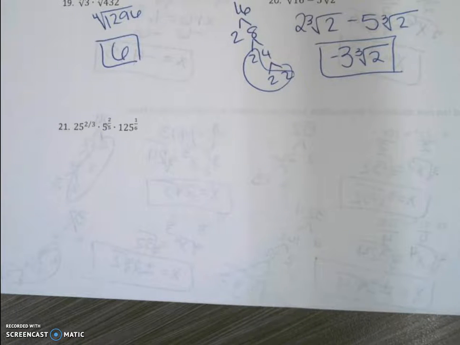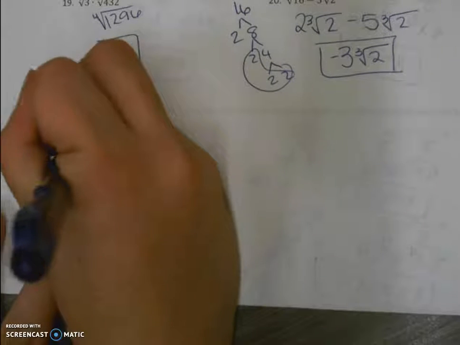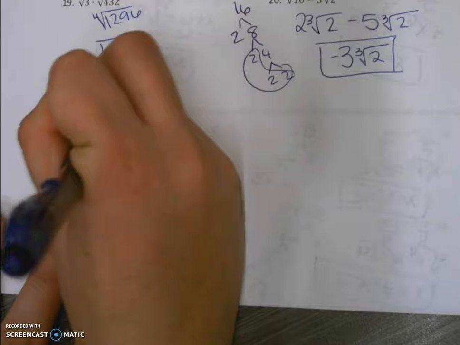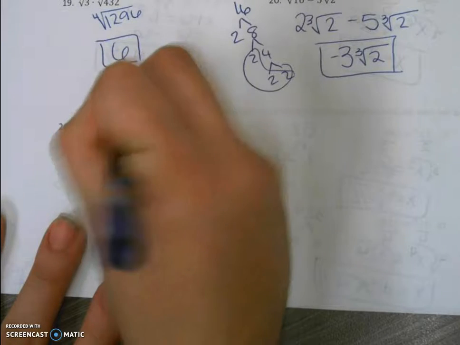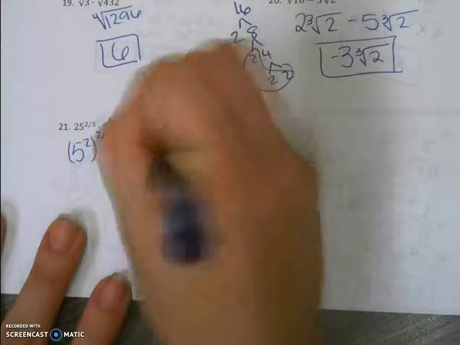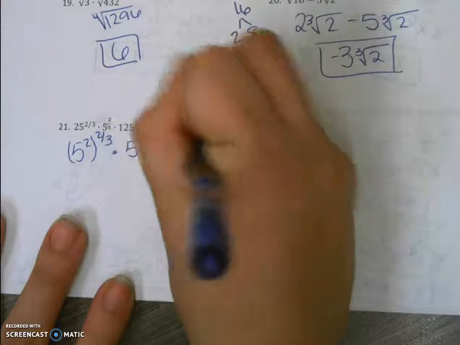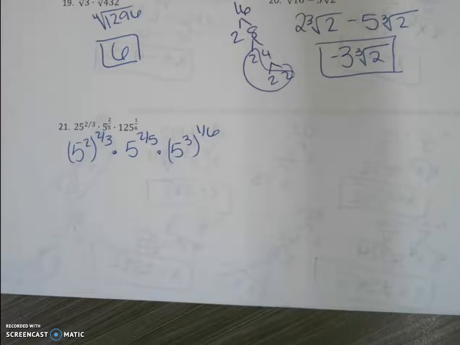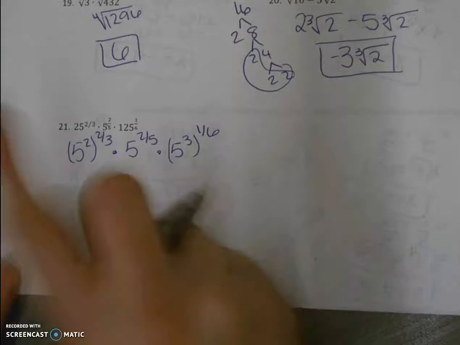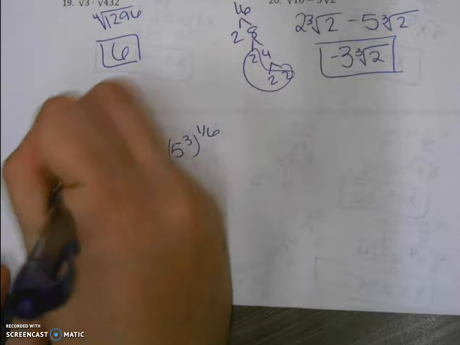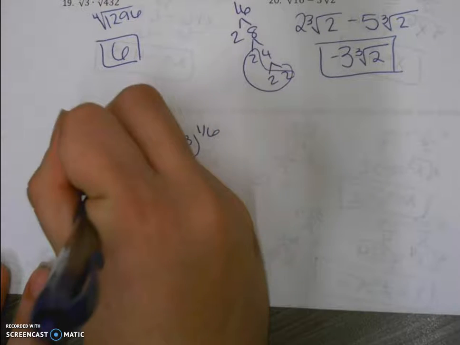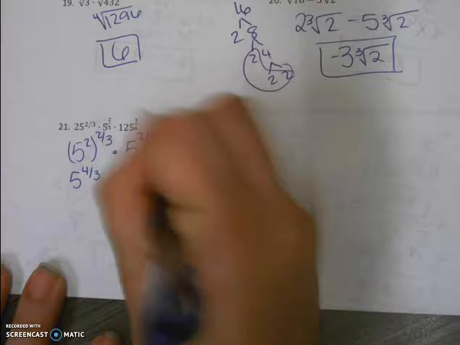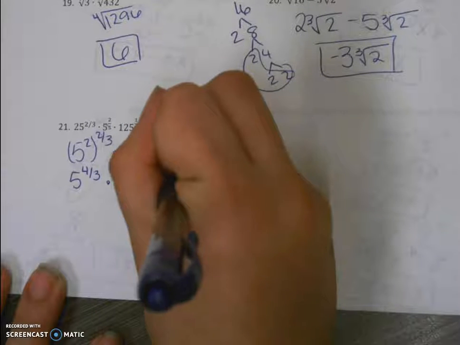Moving on. Number 21. This is kind of like number 18. I want to make sure I have everything written in the same base. So I can rewrite 25 as 5 squared to the 2/3. 5 to the 2/5 stays 5 to the 2/5. 125 turns into 5 cubed to the 1/6 power. I'm going to multiply my exponents. So for the ones that have parentheses, I have 5 to the 4/3 times 5 to the 2/5 times 5 to the 3/6.